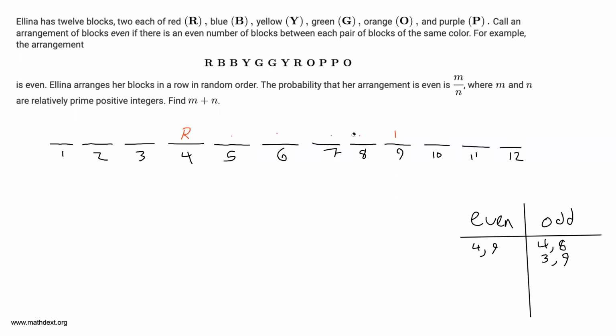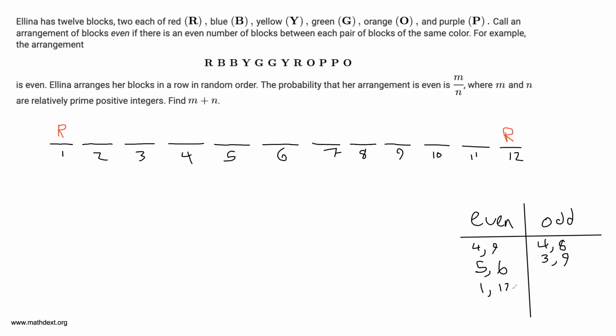And similarly, let me draw out a few more examples. Having 2 reds next to each other, 5 and 6, is even because there are no blocks between them. You could have the blocks at 1 and 12 where everything is between them. There are 10 blocks between them. So 1 and 12 also work.